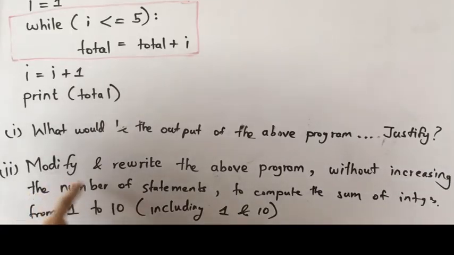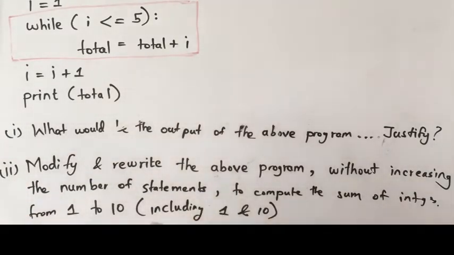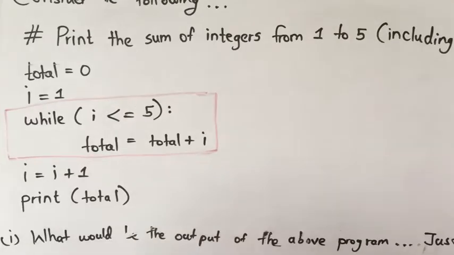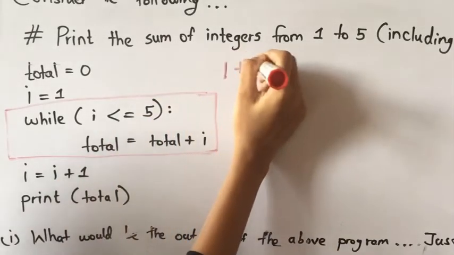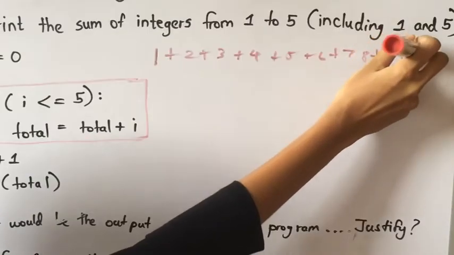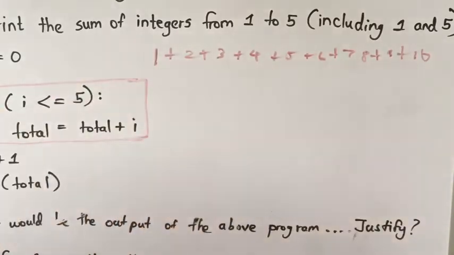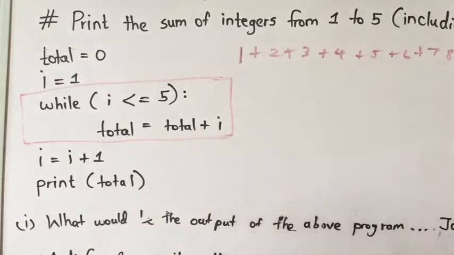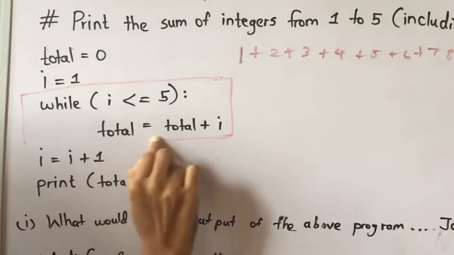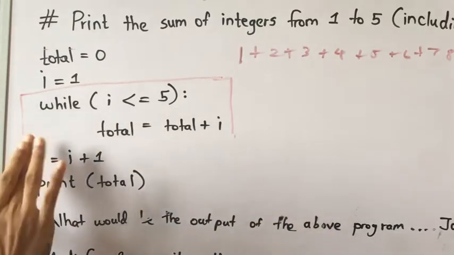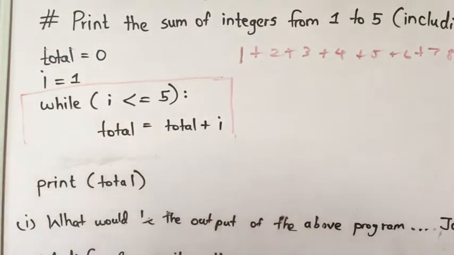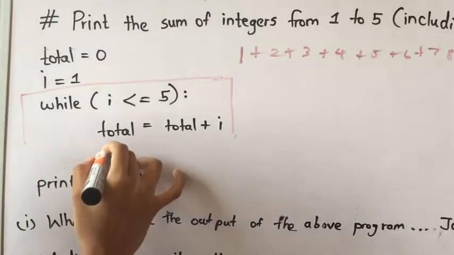Now the question is: modify and rewrite the above program without increasing the number of statements to compute the sum of integers from 1 to 10, including 1 and 10. So you should understand what including 1 and 10 means. That means we need to add 1 plus 2 plus and so on, all the values from 1 to 10. First we will fix the error in this code, which is to change the value of I. So this I equals I plus 1 should be inside.